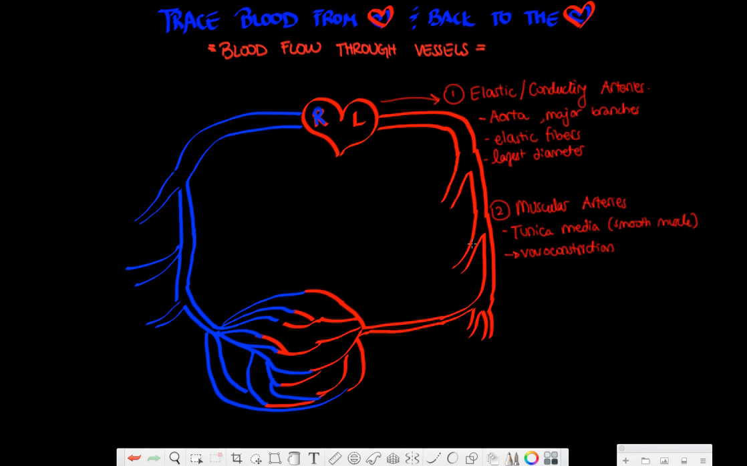Next up, these muscular arteries are then going to branch into even smaller arteries that we now call arterioles. So arterioles are going to be small branches. These arterioles are then going to lead into what we call a capillary bed. The capillary bed is the site of exchange, so exchange between the blood and the tissues.